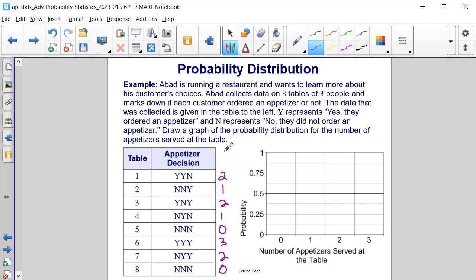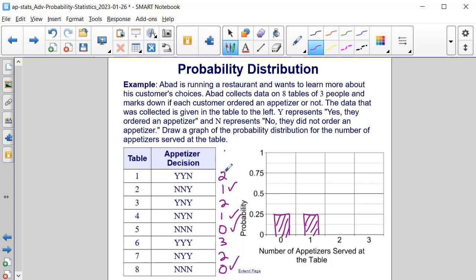So out of the 8 tables that we have at this restaurant, during this time, 2 of them had 0 appetizers ordered. So 2 out of 8 is 1/4, or 25%, or 0.25 as a decimal. So this would be the bar that takes care of zeros. Okay, now let's look at 1. We have 2 ones. So again, that is 1/4 of the data, or 2/8 of it. So those are taken care of.